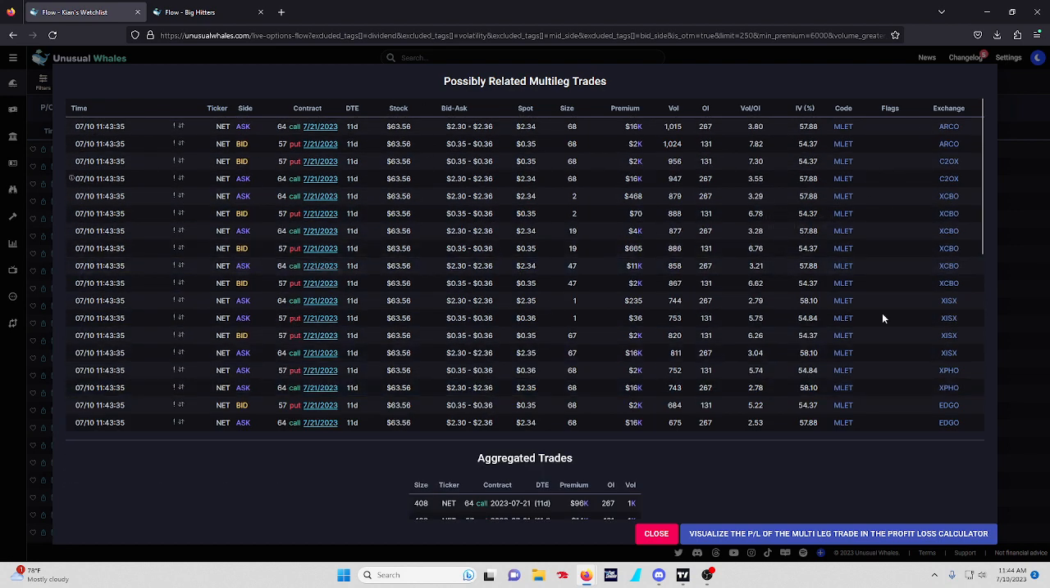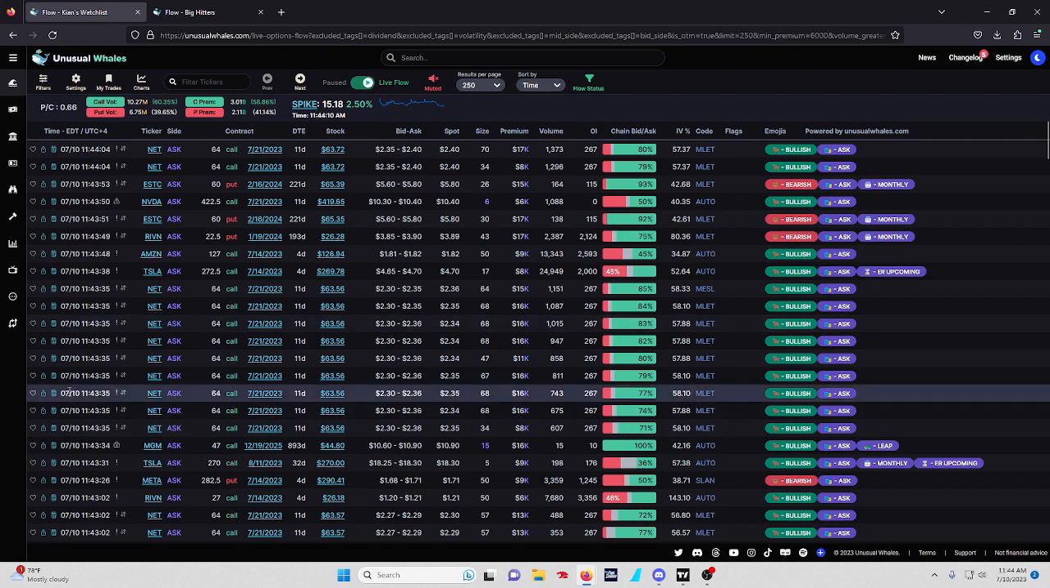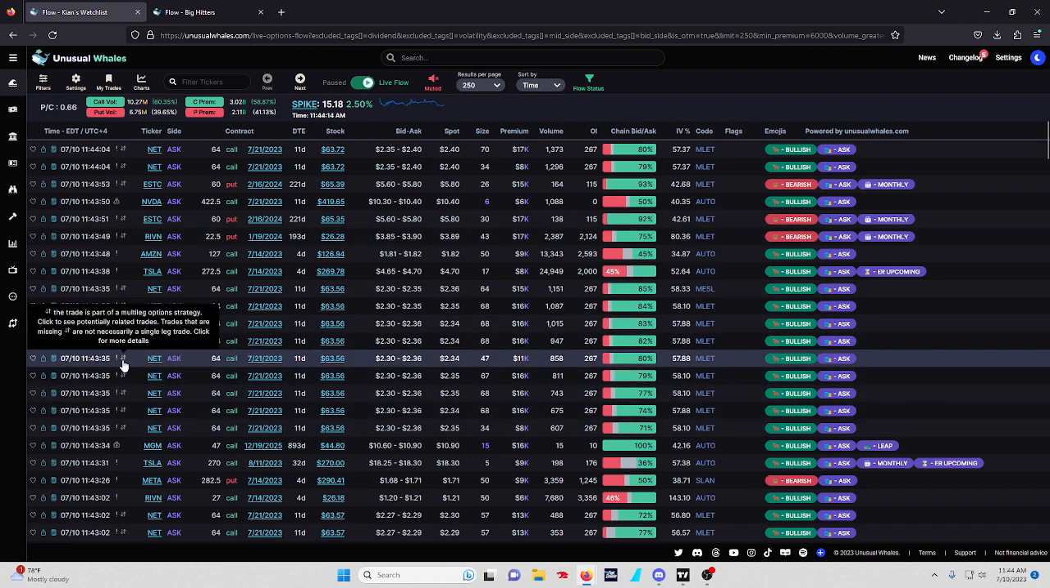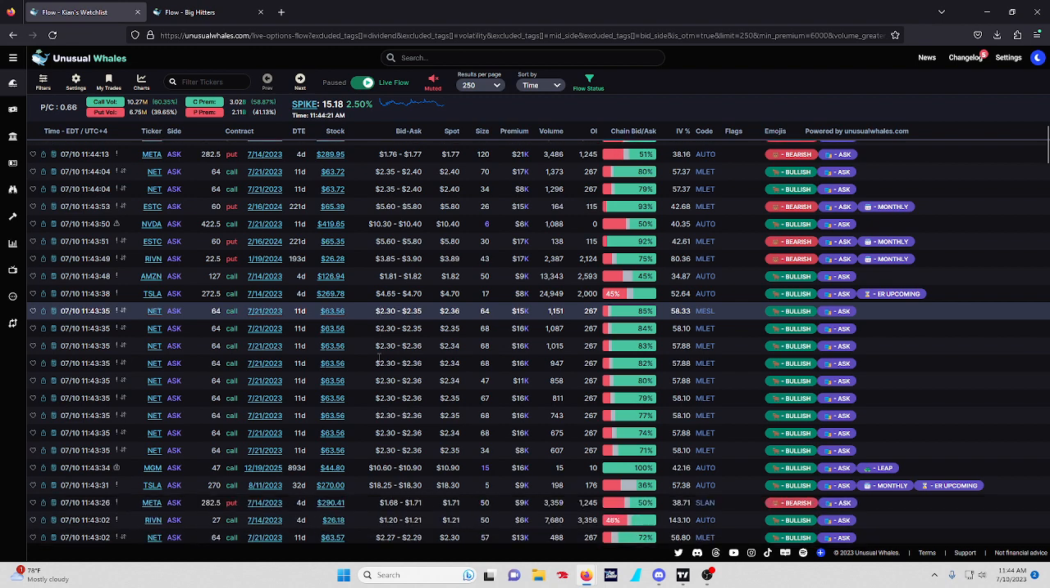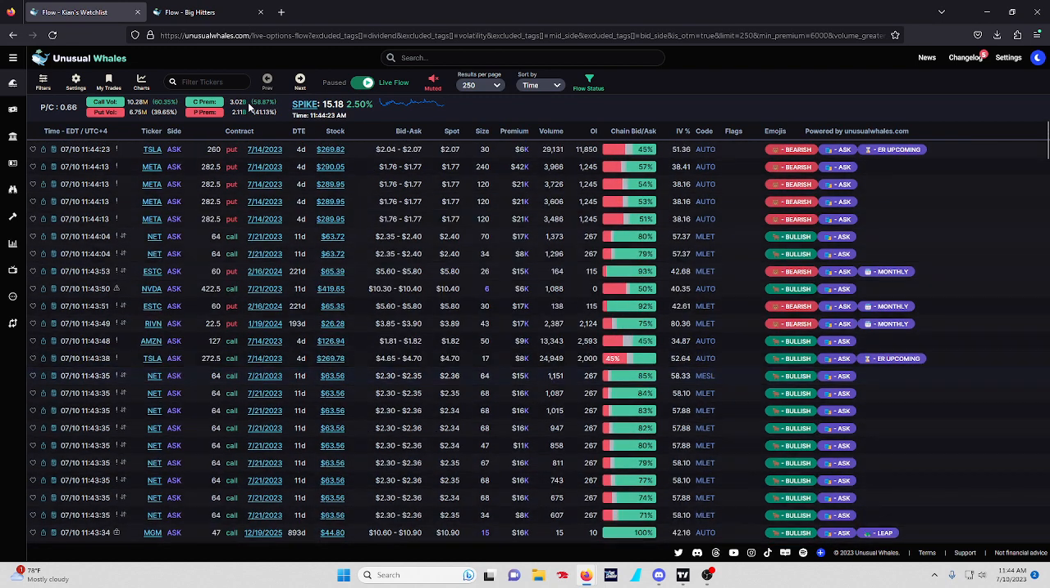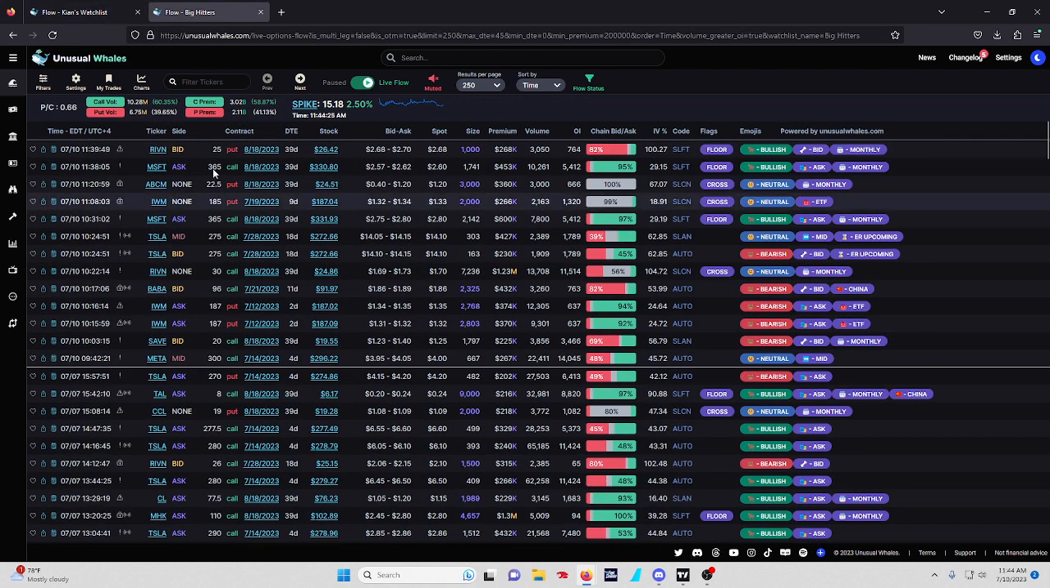So this is an example of a multi-leg trade. So some people will see this and be like, oh, someone's buying a 64 call. Well, not necessarily. There's another leg to it, right? So you always got to open it up, right? So that's basically it.